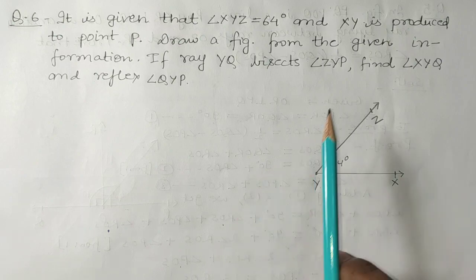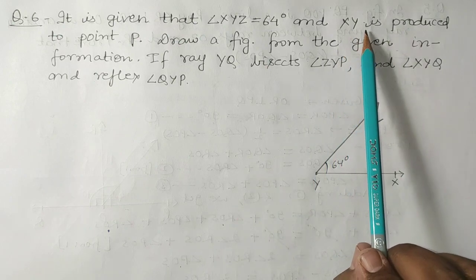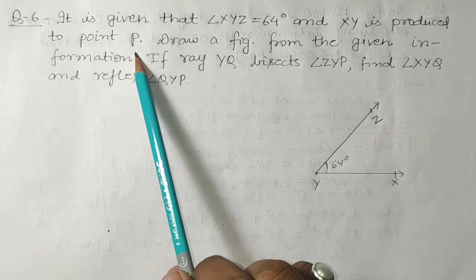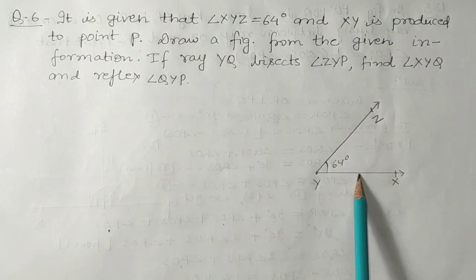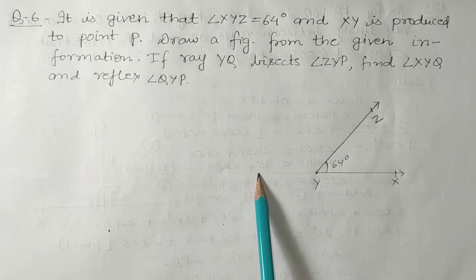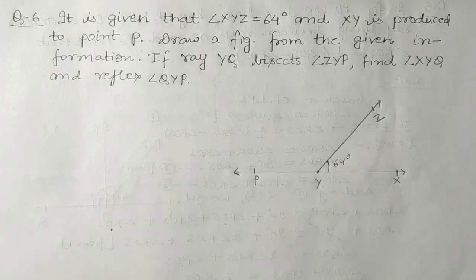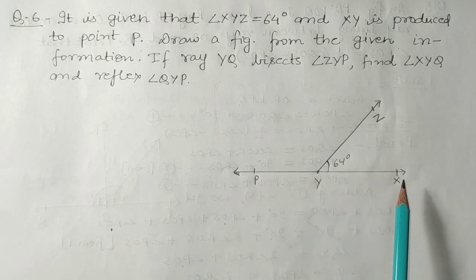After that, in the question it is written that XY is produced to point P. So let us produce, means we have to extend this XY. Okay, so let us produce XY to point P like this. We have extended this XY to point P. So we have drawn the figure.